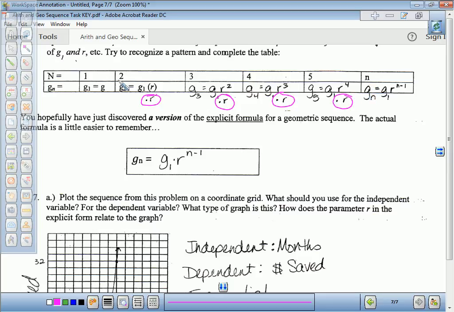Now, let's look. This has 0 r's. This one has 1 common ratio, 2 common ratio, 3 common ratio, 4 common ratio. Do you see that the number of common ratios is always 1 less than the number of the term? And that's where the formula comes from. We multiply by the number of common ratios that is 1 less than the number of the term.